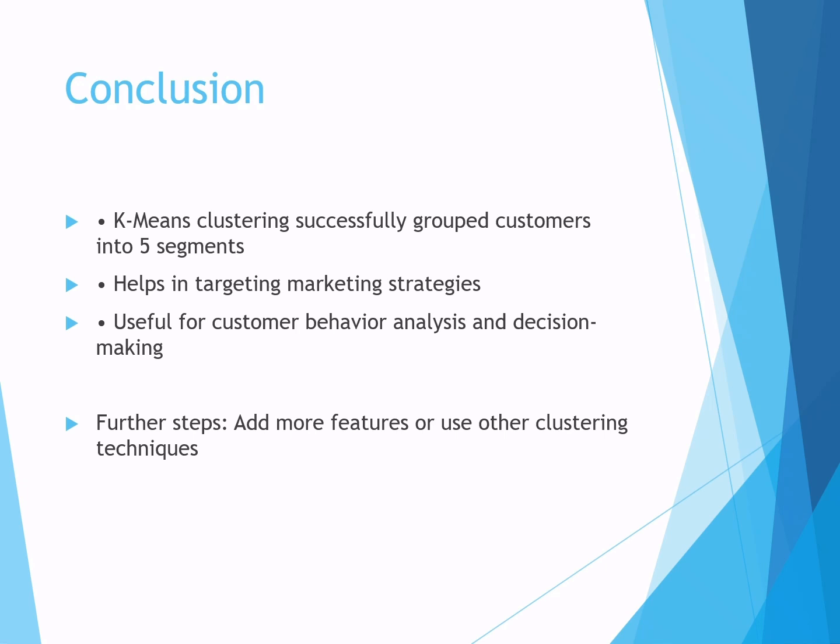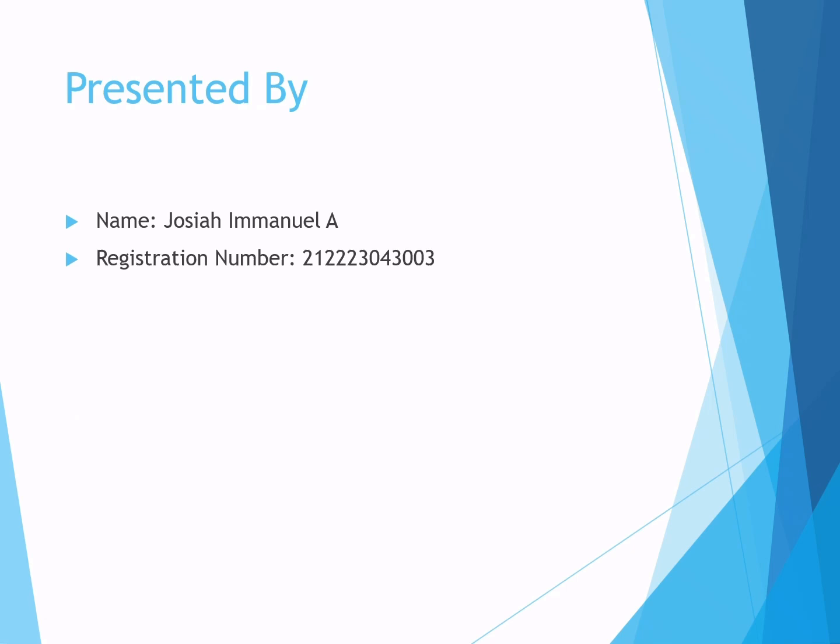Next, the conclusion. K-means clustering successfully grouped customers into 5 segments. That's what I said in my previous slide, that we are splitting into 5 segments, and it helps in targeting marketing strategies. So we can identify our marketing target areas, and it is useful for customer behavior analysis and decision making.